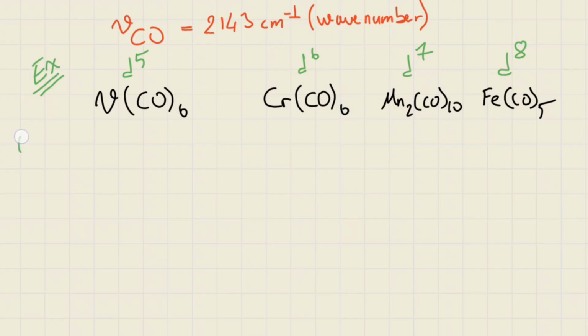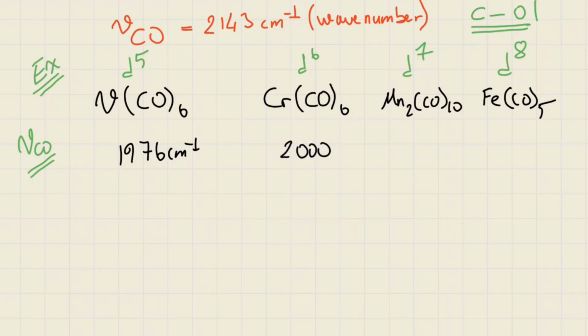And the CO stretches for these molecules, so we are looking at the carbon oxygen bonds here, okay? It decreases for the vanadium case, so it is 1976 centimeter minus 1. It is 2000 for the chromium complex, it is 2013 for the manganese, and it is 2023 centimeter minus 1 for the iron case.